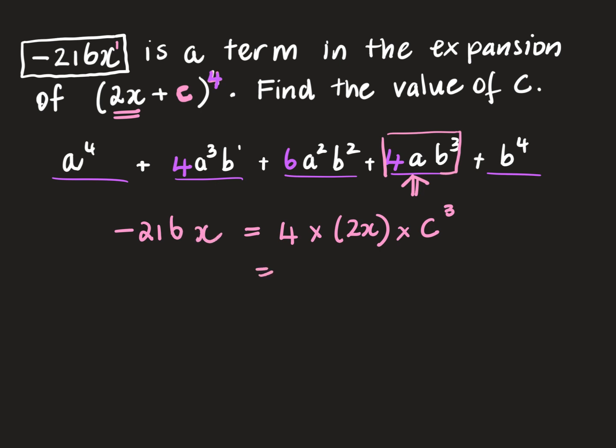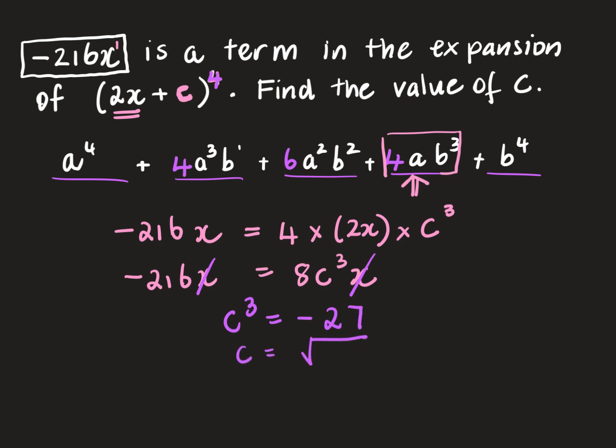So I'm just going to evaluate this now. This is going to be 8c cubed x equals negative 216x. Cancel those x's. Divided by 8, negative 216 divided by 8 will give us c cubed equals negative 27. Well, c then is going to equal the cubic root of negative 27, which is negative 3. So this c here is negative 3, and that is our solution. Here's one for you to try. Press pause on the video and see how you go.